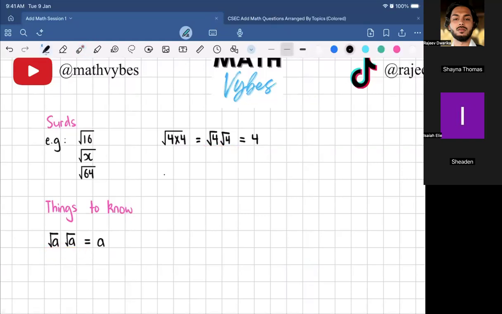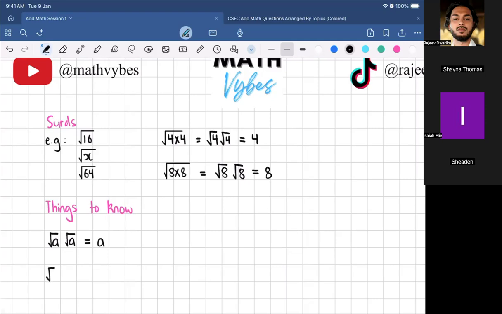Okay, let's try it. Root of 64. What two numbers could multiply to give you 64? What two same numbers? 8 and 8. So you see how I wrote 64 as a product of two numbers? Well, I could write that as the square root of 8 multiplied by the square root of 8. And according to this rule, that would just be equal to 8. Yes. All right, so that's the first rule you need to understand.